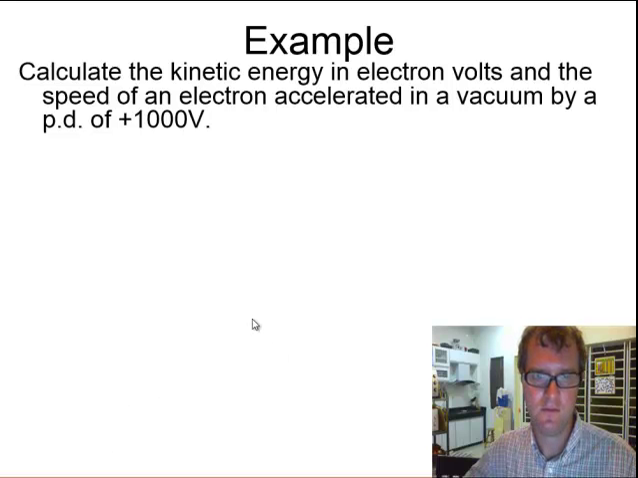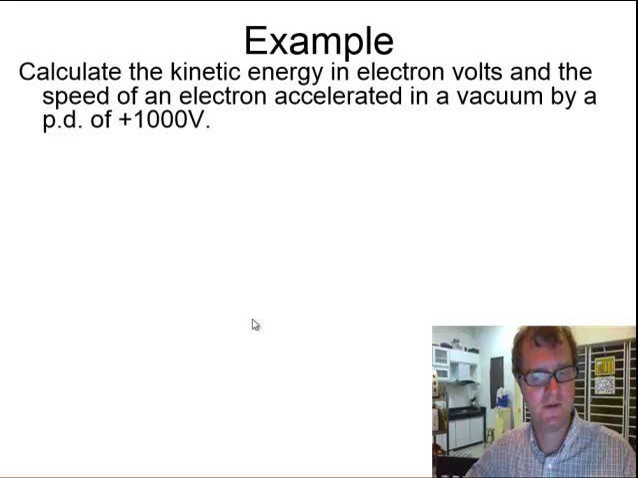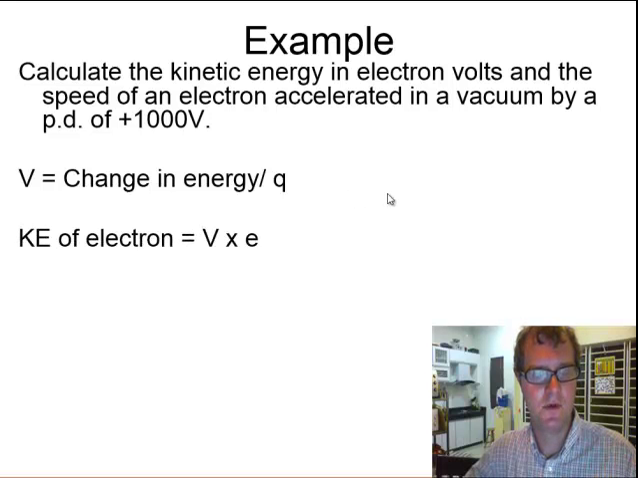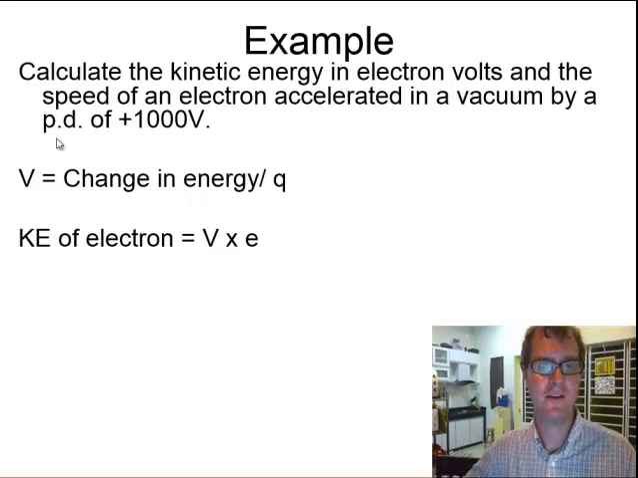Okay. I'll give you a moment to think about this, and then we go with the solution. We know that voltage is the change in energy divided by charge. We know that the kinetic energy of the electron is therefore going to be voltage multiplied by the charge on an electron. So that Q previously we recognise is actually going to be the charge on an electron, and we recognise the change in energy is going to be converted into kinetic energy in this situation because the electron is being accelerated.